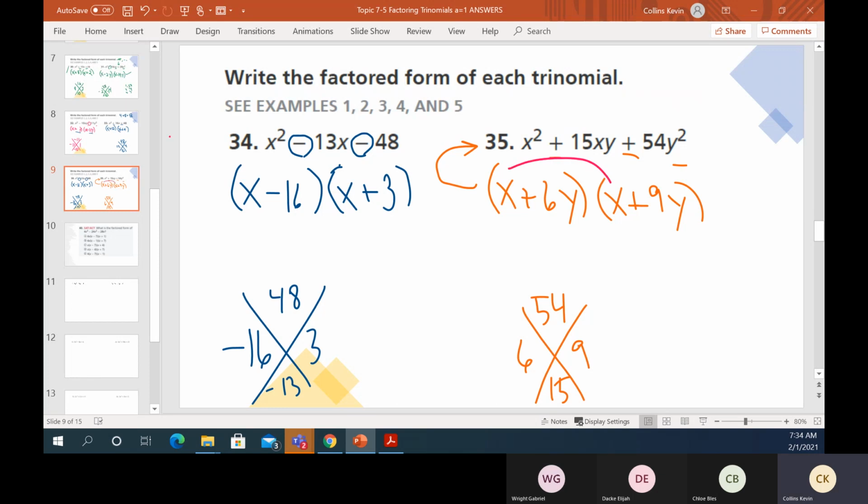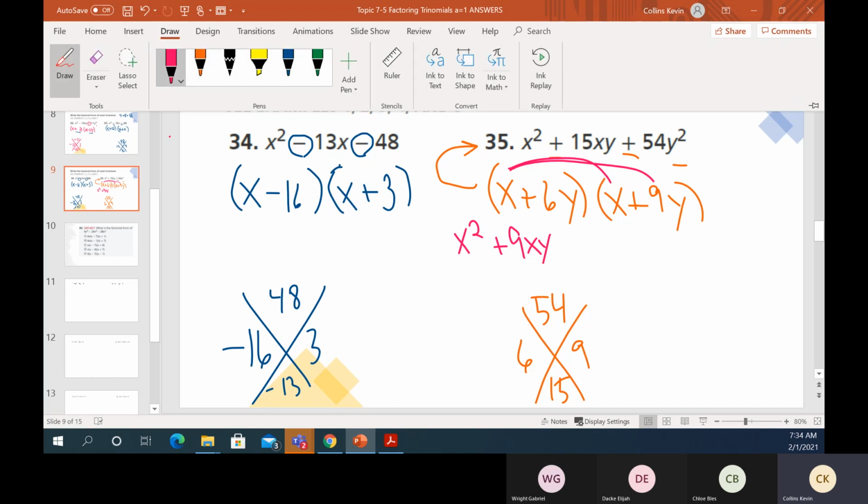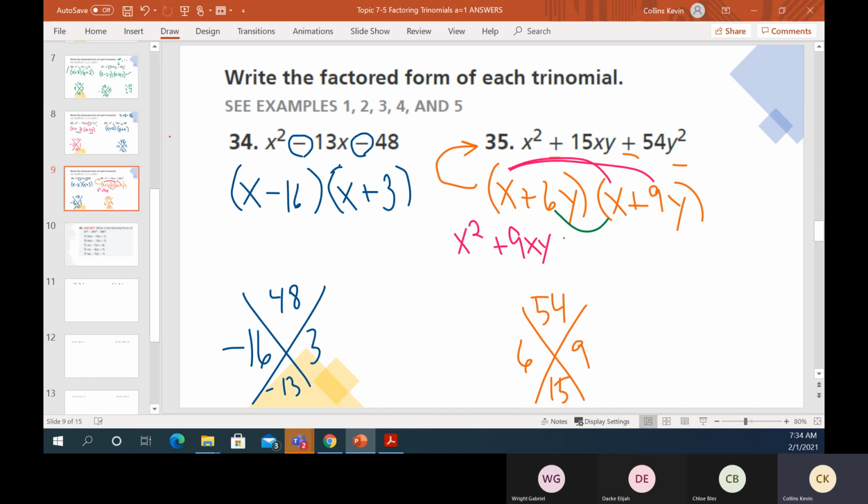So we do the x times x, that's x squared, right? We do x times 9y, that's going to be plus 9xy. They usually write them in alphabetical order. That way they always look the same. Then we go to the bottom here, and I've got 6y times x, that's going to be plus 6xy, again, write them alphabetically. Then I've got 6 times 9, that's 54. Y times y is y squared, right? So it's looking pretty good.